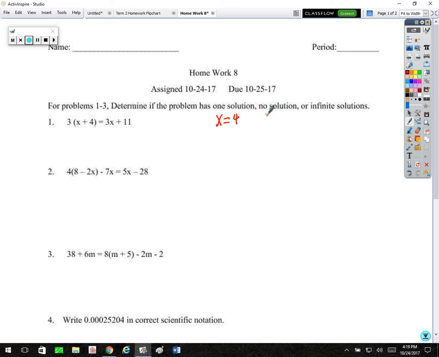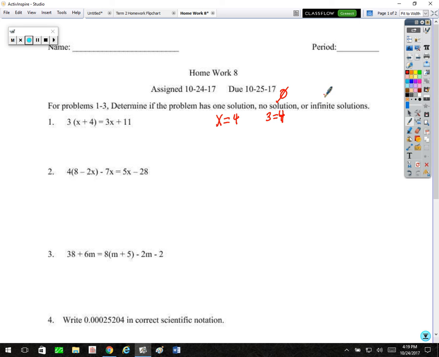No solution is a symbol with an O with a line through it. It comes out to where I don't have any number that I can put on the left side that I can also put on the right side that will make this equation true. So you'll come out to be something like 3 equals 4. Remember, these are always going to be false statements.